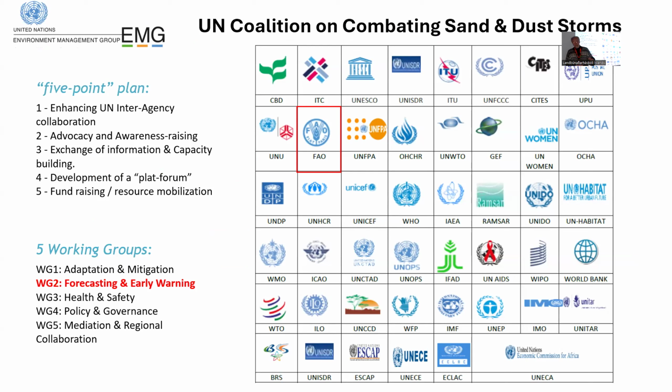So, Paula, if you didn't connect directly, you can simply write. And now FAO is still chairman of this coalition, and they can involve you, and you can be involved in one of the working groups. One is adaptation and mitigation, which is the key issue, and forecasting and early warning, led by WMO, and health and safety led by WHO.